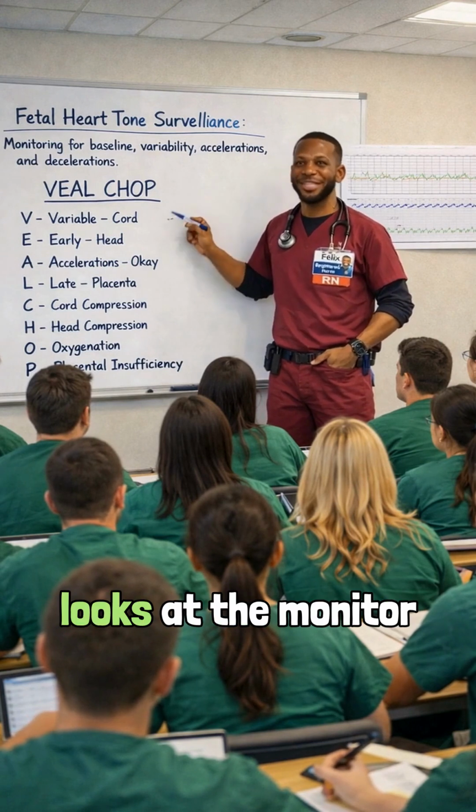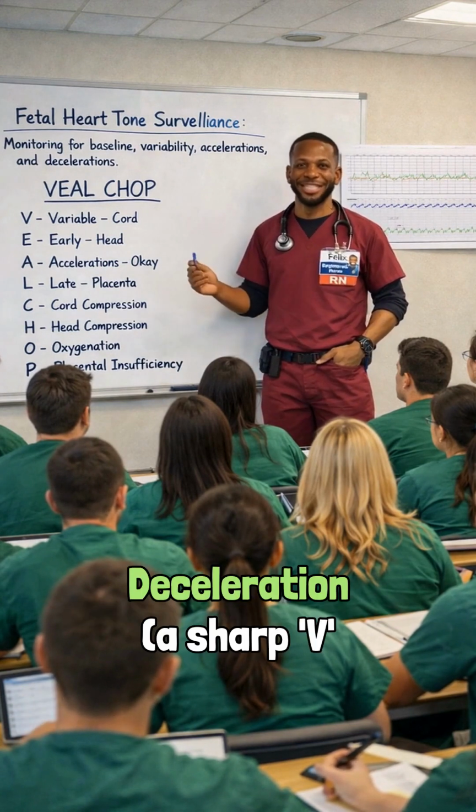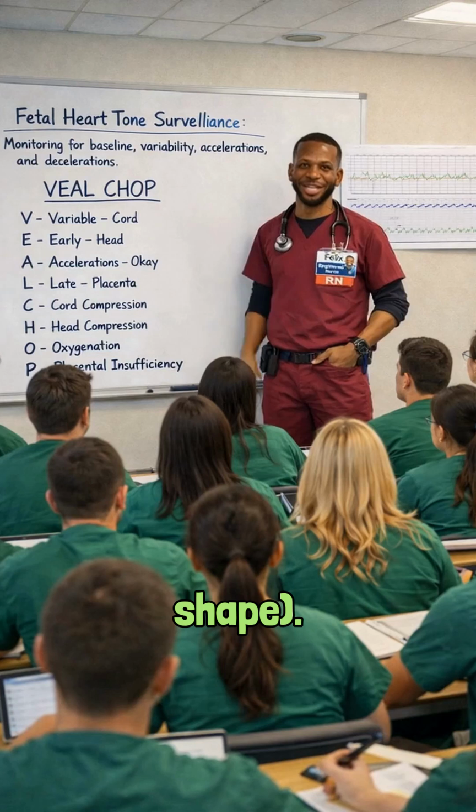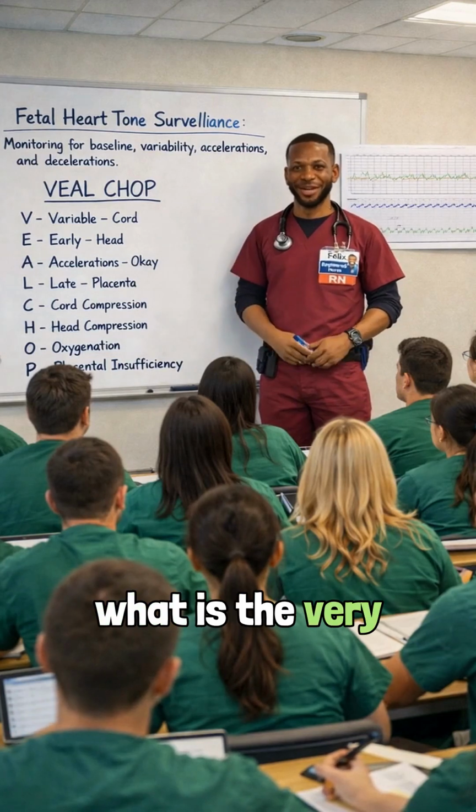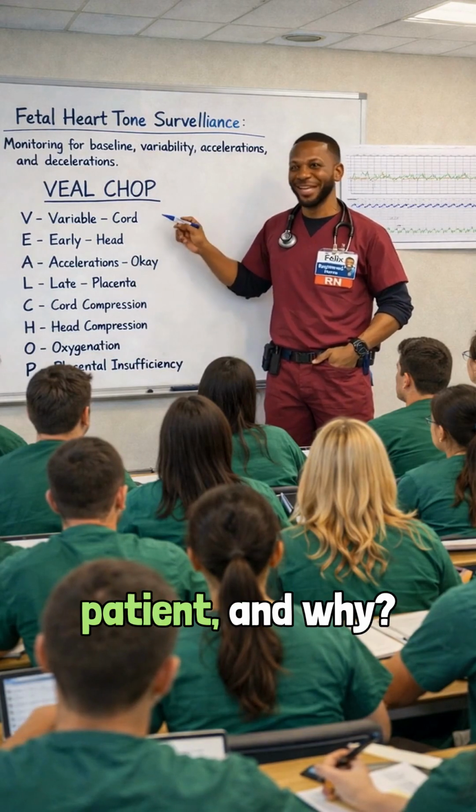Homework. A nurse looks at the monitor and sees a variable deceleration, a sharp V shape. Based on Veal-CHOP, what is the very first thing the nurse should do for the patient and why?